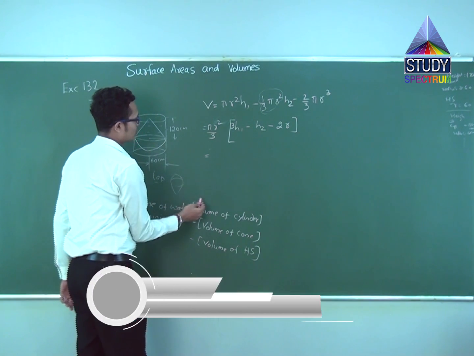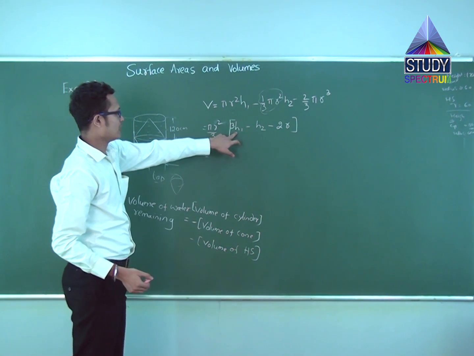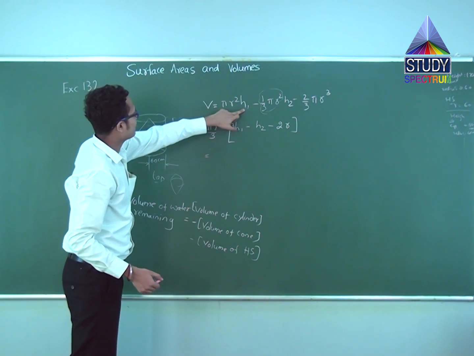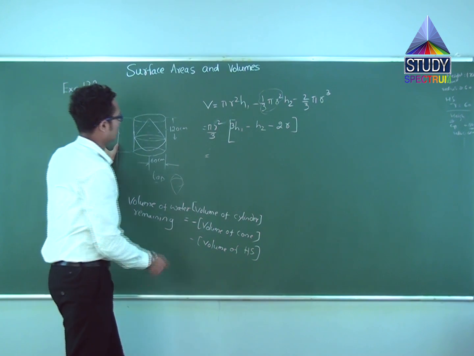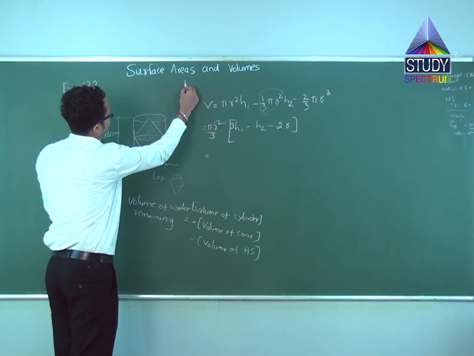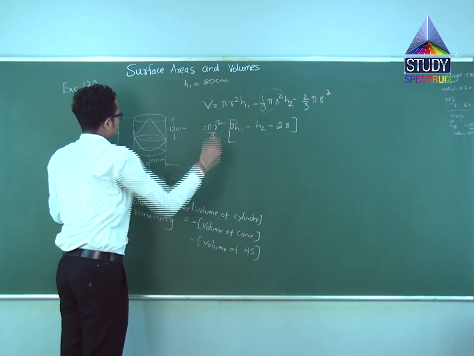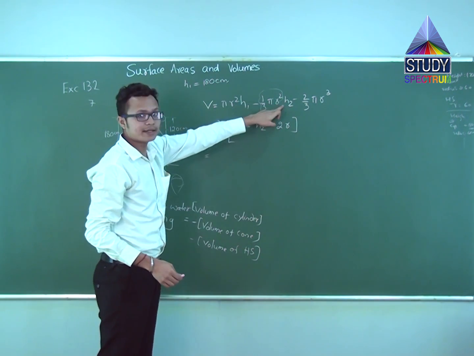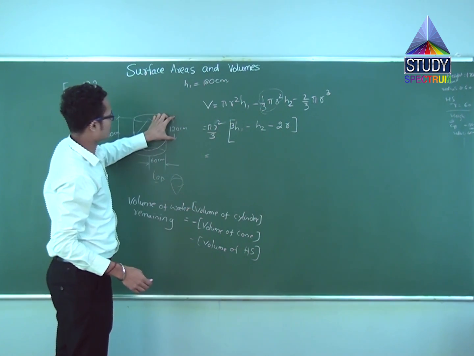This is equal to, let's substitute the values, shall we? Oh, before substituting, let us see what is H1 and H2. H1 was height of the cylinder, which is 180 centimeters given in the problem. H1 is 180 centimeters. And H2 is height of the cone. I have indicated H2 as height of the cone. So height of the cone is this much, which is 120 centimeters.